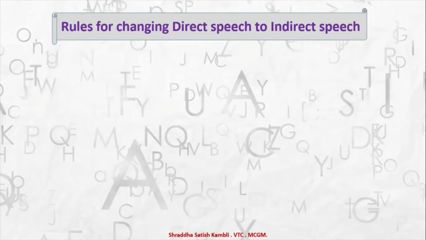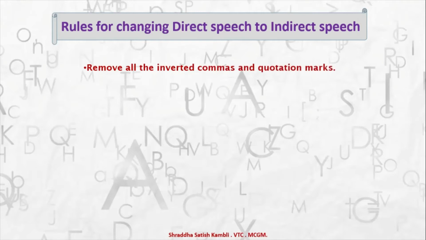Now we look at a shorter version of how the rules are changed without going into the details, because all those details are available for you already on YouTube. So let's take a look at certain rules quickly. You will remove all the inverted commas and quotation marks. Then you will always end the sentence with a full stop. Again, we discussed that you will not just remove the inverted commas and quotation marks, but you will have to make a change in not only the tense but also the pronouns.